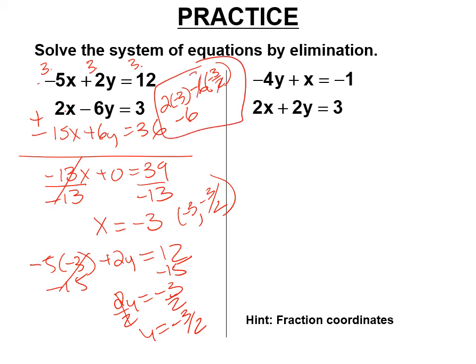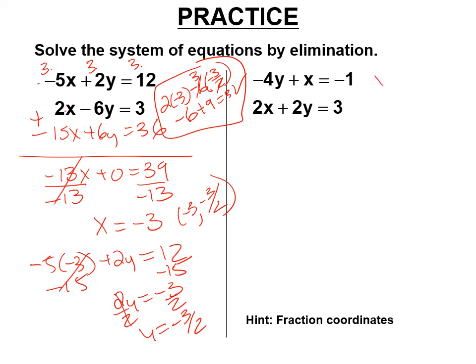Cancel, and that becomes 3. Negative 3 times negative 3 is positive 9. Yeah, negative 6 plus 9 equals 3. That is the combination. So there was a fraction in the y coordinate. All right, the next one needs rearranging.